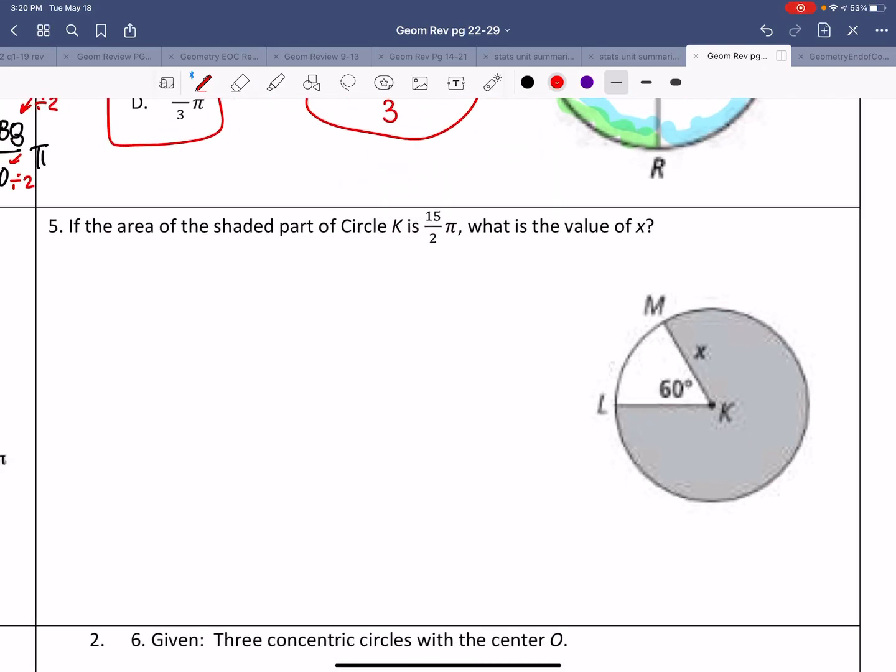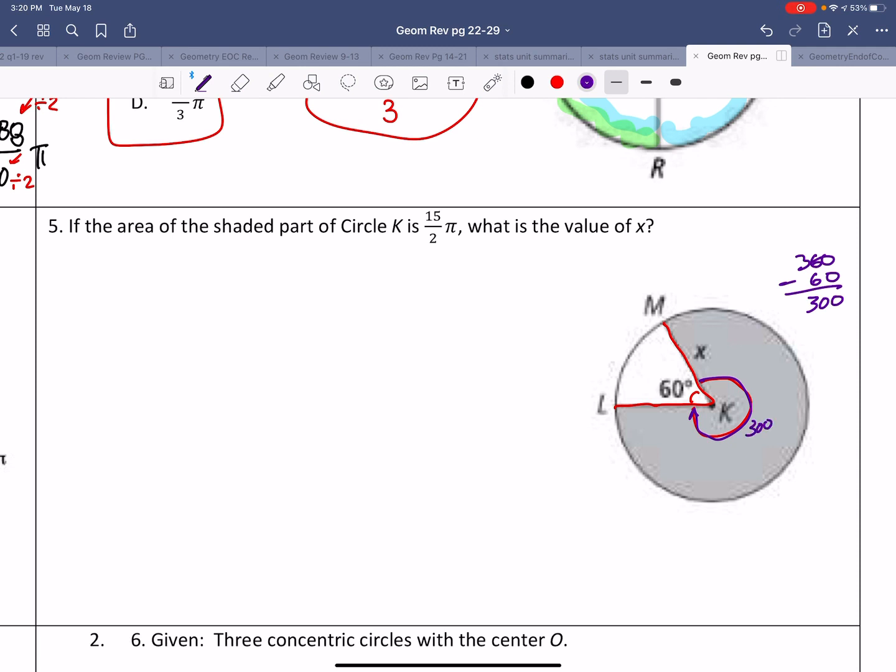Question number 5. Now we're not in radians. I'm just in regular old degrees. Find the area of the shaded part. Okay, so there's a couple ways I could do it. The central angle of my shaded part is not 60. It's what's left over from 360. So my central angle is 300.